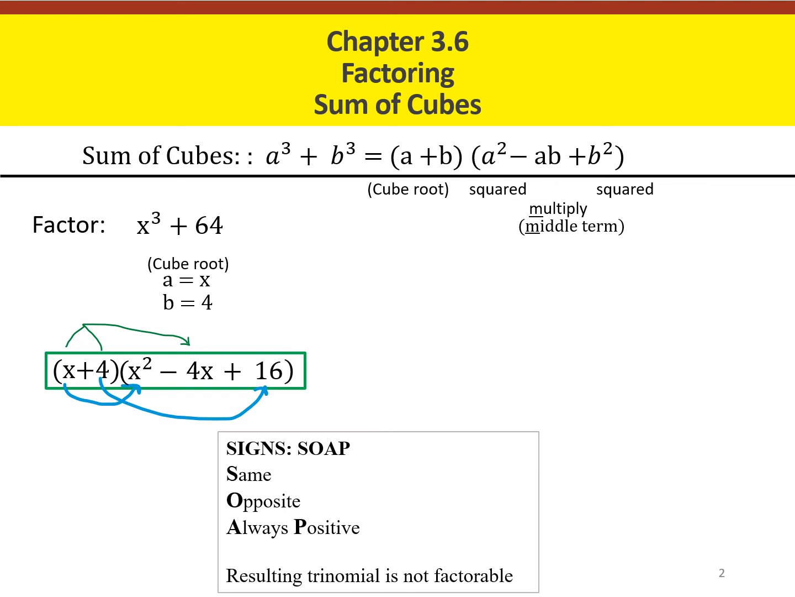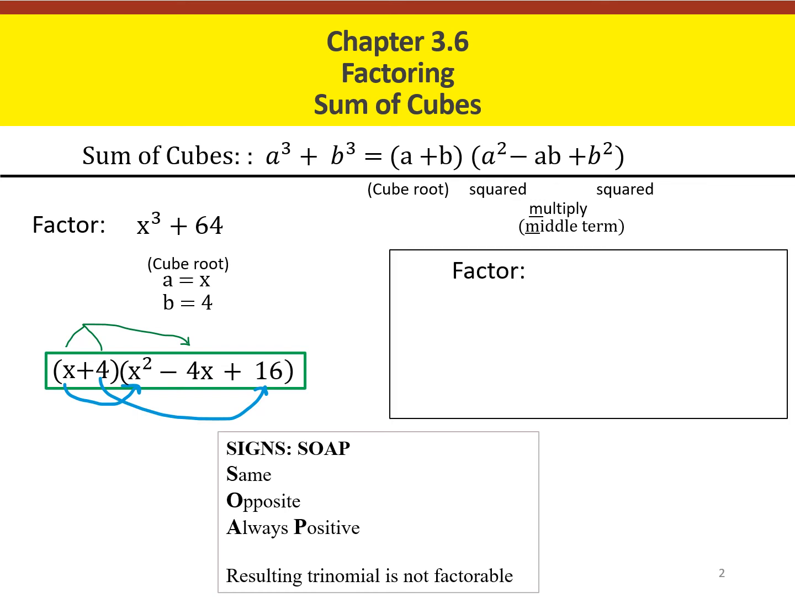All right, so you think you've got this now. So let's try it. Here we go. We're going to factor x cubed plus 27. You can pause the video, work the problem, come on back.